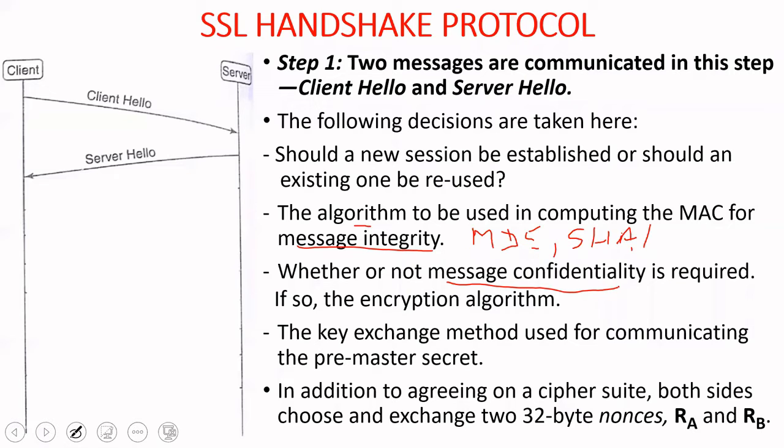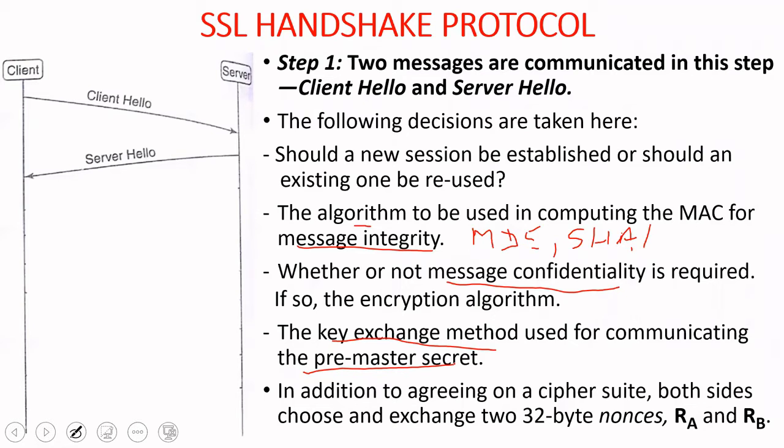Now, next, it also has to decide on what the key exchange method is. Like in IKE, we have seen how Diffie-Hellman is used for key exchange. Here in SSL, different key exchange methods are allowed. Diffie-Hellman is allowed. Then RSA is allowed. Many key exchange methods are allowed. So the server has to decide on what the key exchange method would be. This key exchange will be used to communicate the pre-master secret. We will just now see what a pre-master secret is.